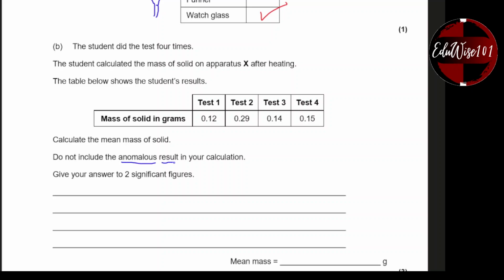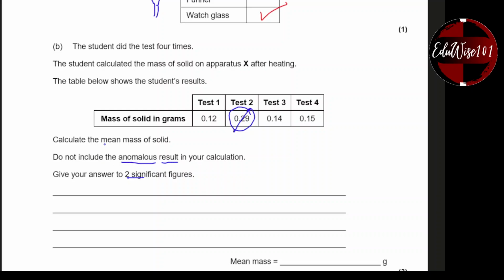What does that mean? It's a result which actually looks wrong. See this test 2. The result for test 2 actually looks wrong. The reason I'm saying that is because test 1, 3, and 4 are very close to each other, except this one seems to be nearly double the amount you found in test 4. So we are not going to include that. And they're asking you to write the answer in 2 significant figures.